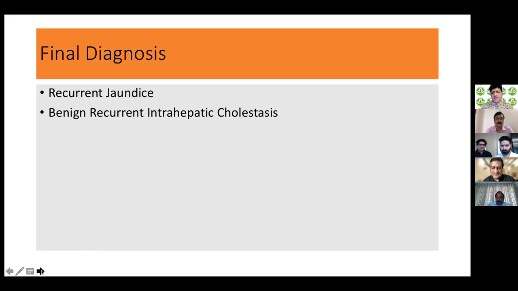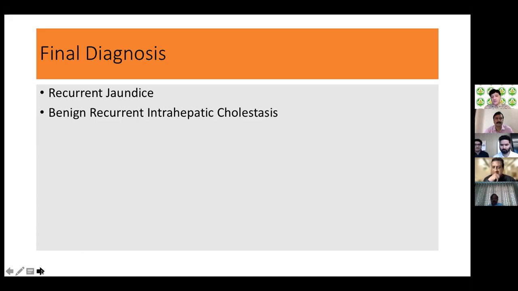Let me also give a message here that each episode of cholestasis can last a few weeks to even months in BRIC. And the interval between different episodes can again be months to even years. People can have a second episode 5 years, 10 years later. So that interval can be variable, and each episode duration can be variable, but you must have 2 distinct episodes.